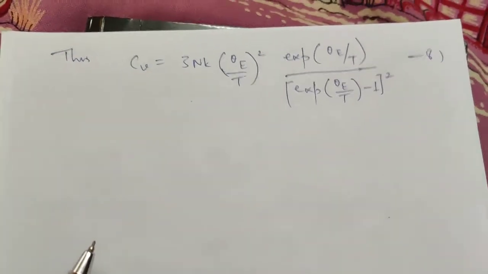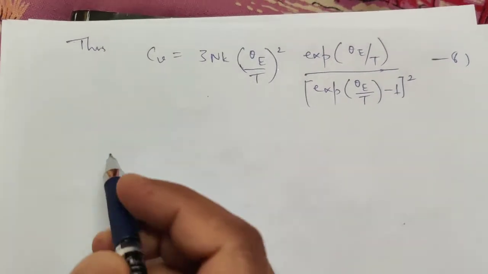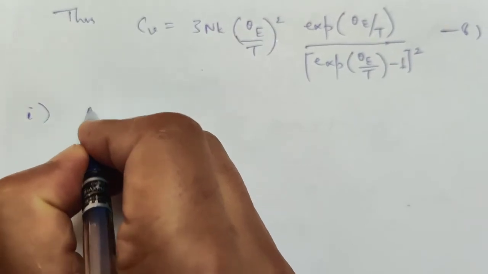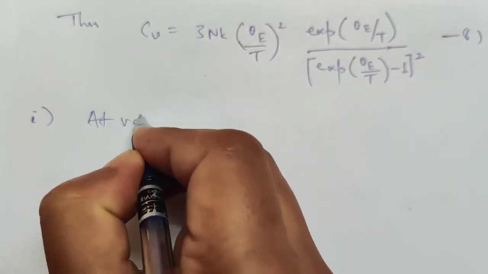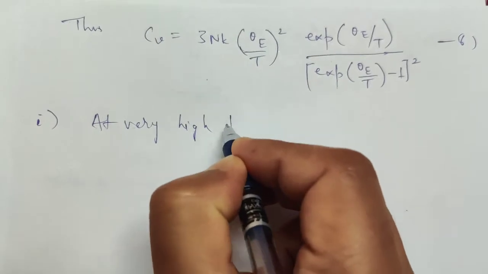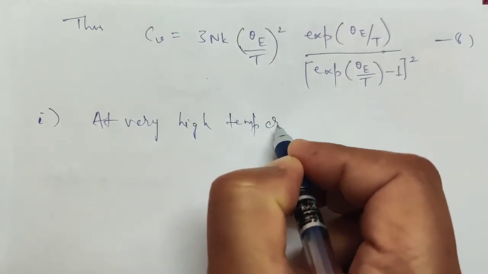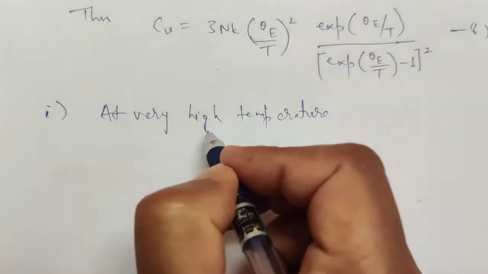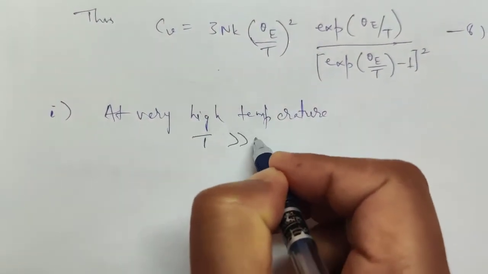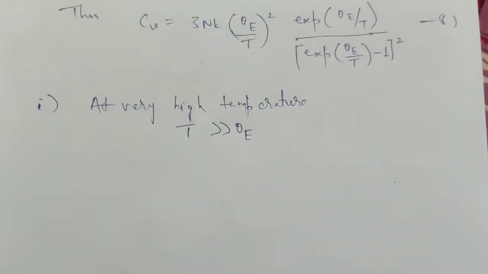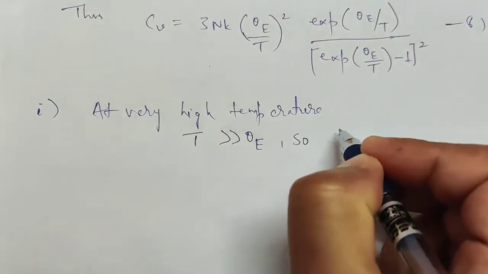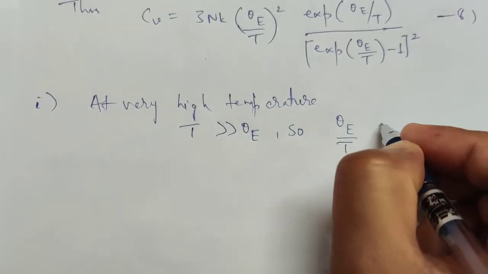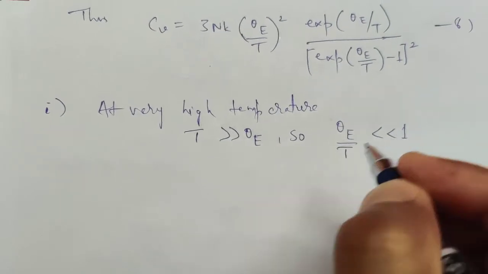So now, depending upon this equation, there are two following cases. First is at high temperature, at very high temperature, that is temperature is very much greater than theta E, the Einstein temperature, so theta E upon T is very less than 1.